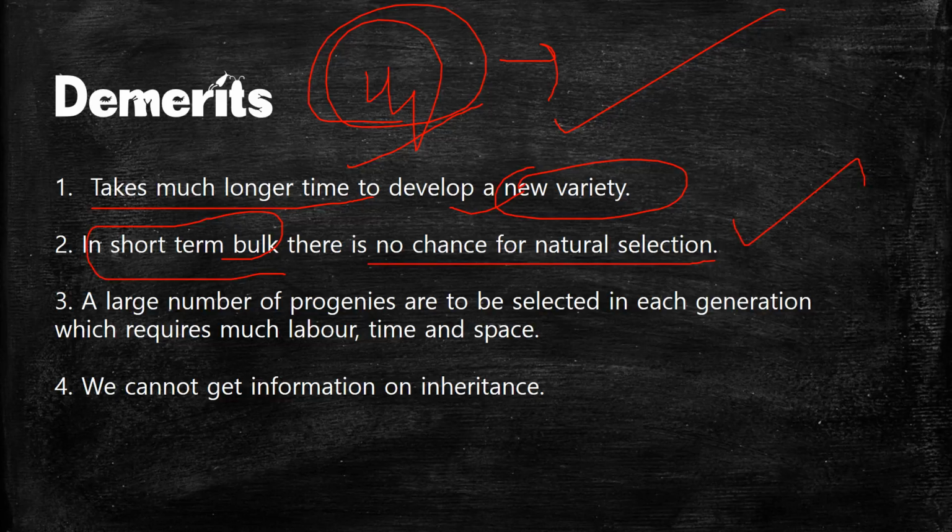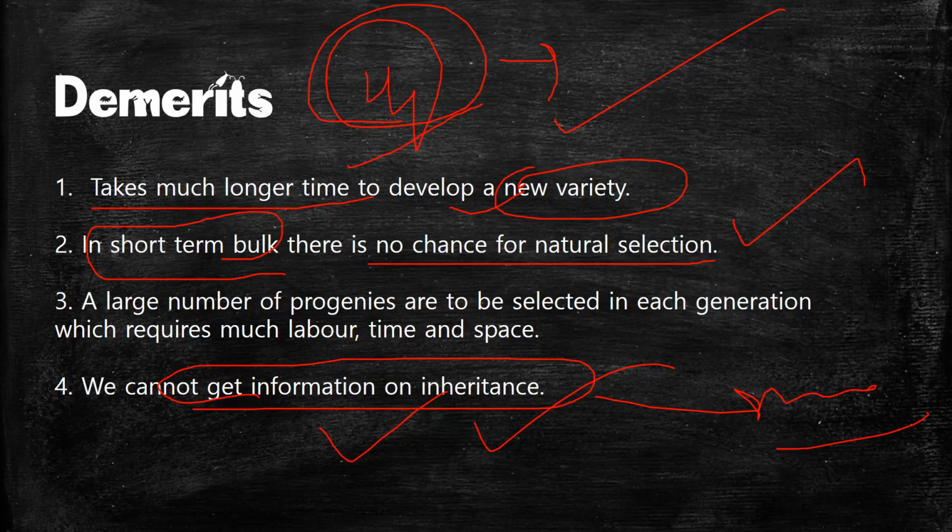There is no way that natural selection is going to proceed if the bulking is done in a short term. And also we're not going to get any information on inheritance. It is very obvious, because no pedigree record is being maintained. And a large number of progenies are to be selected in each generation, which requires much labor, time, and space. So these are actually the demerits you could have written even without reading these slides.